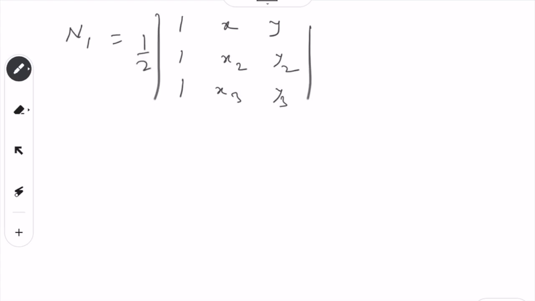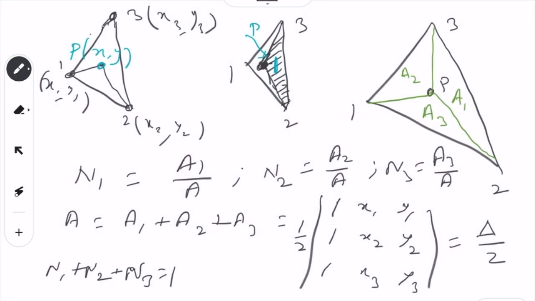We can find N1 like this: N1 will be half of the determinant with rows 1, x, y, then 1, x2, y2, and 1, x3, y3, divided by delta, right? So that is 1 over 2 area, or divided by delta. Where delta is basically coming from here. Delta means the determinant of the whole thing. Delta equals 2 times area, right?